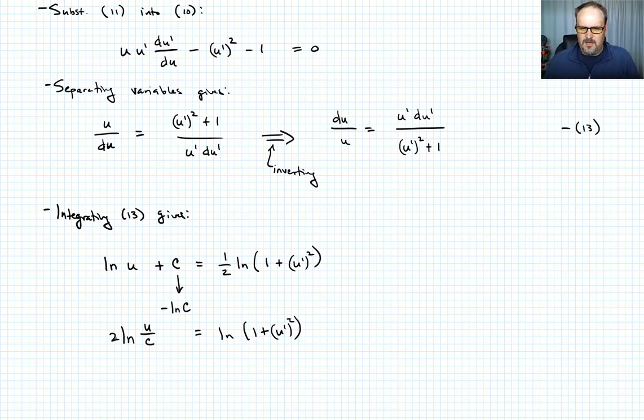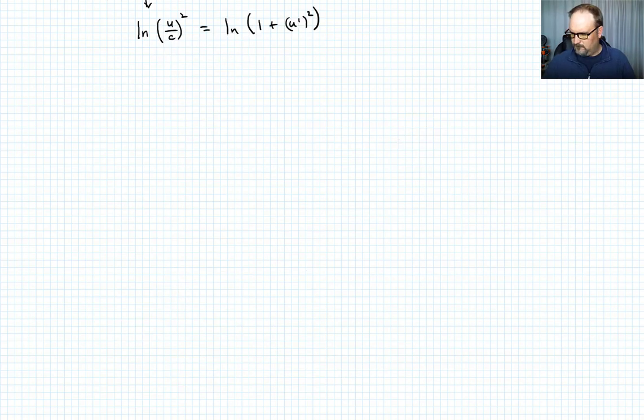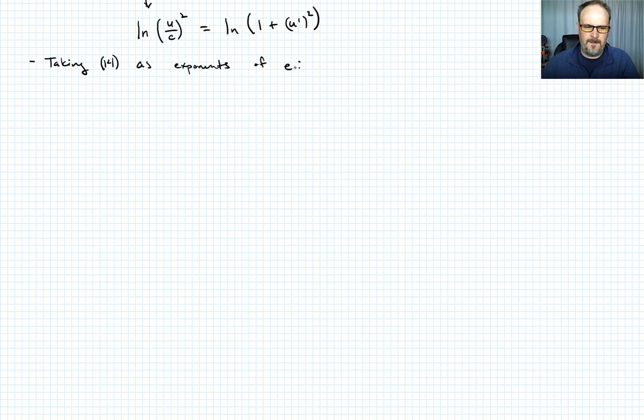Remember, going back to your log rules, if I have a coefficient out front, this can be written then as natural log of u over c, the quantity squared, is equal to the natural log of 1 plus u prime, the quantity squared, right? Let's go ahead and call that equation 14. And now what I'm going to do is take each of these and raise them as exponents of e, right? So taking equation 14 as exponents of e, right? Now I can just write then that u over c, the quantity squared, is going to be equal to 1 plus u prime squared, right? So we're getting, again, simplified a little bit.